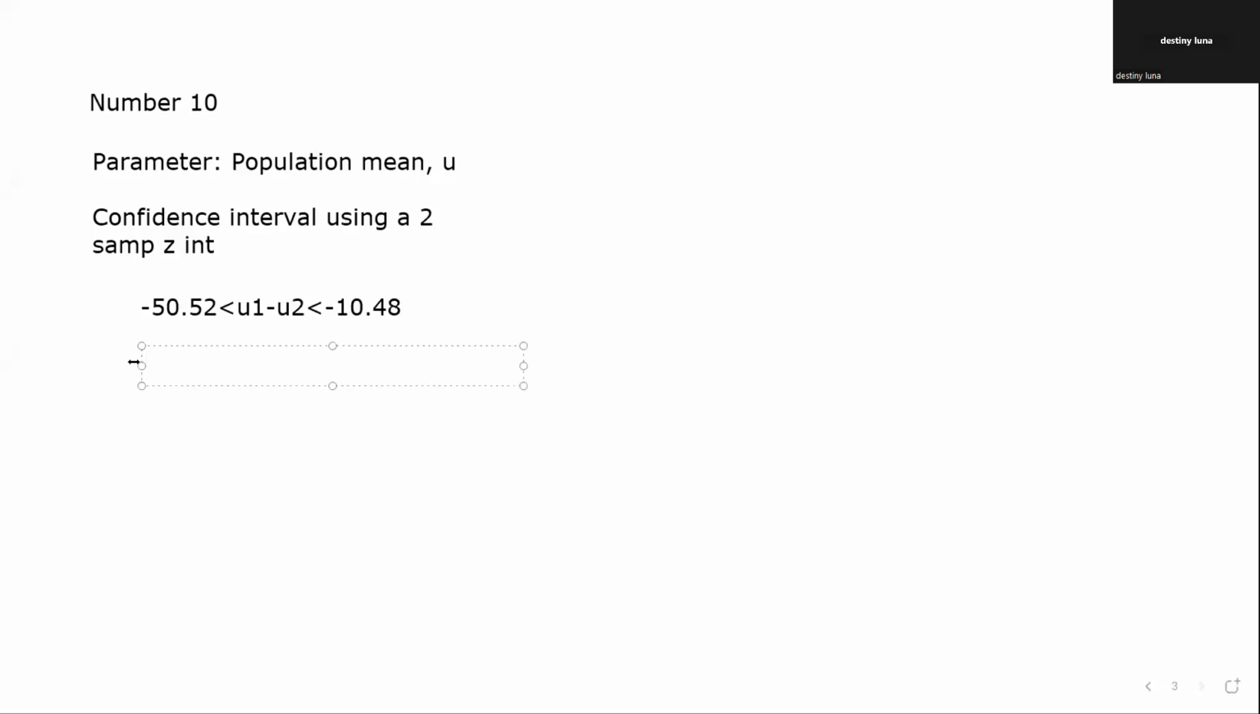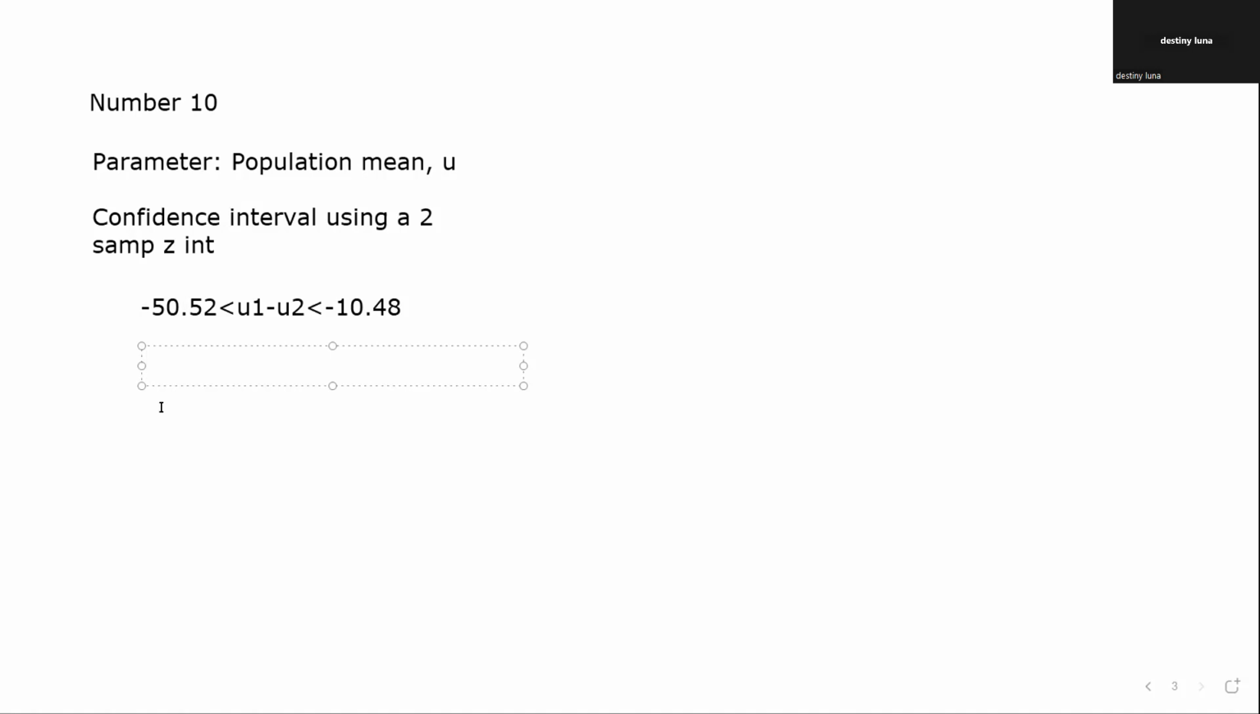Now, think about this for a minute. If there's no difference in mean scores, right? Then what we would be saying is that the means are the same. If there's no difference, then mu1 is equal to mu2. If there's no difference, then this difference should be 0, right? But our interval goes from negative 50 to negative 10. The interval doesn't contain 0.